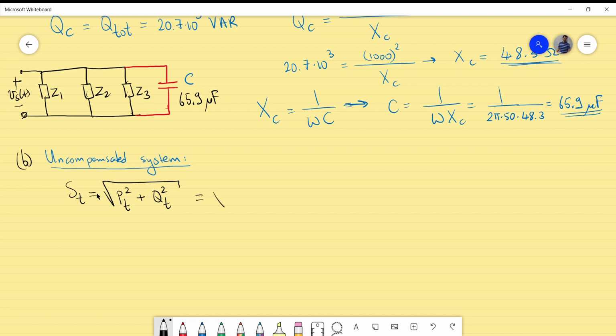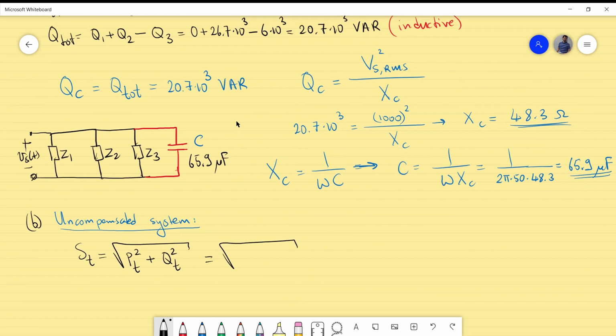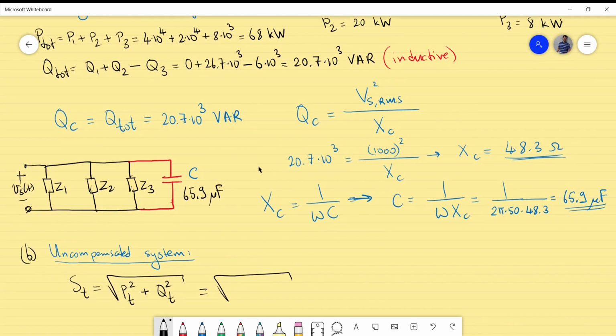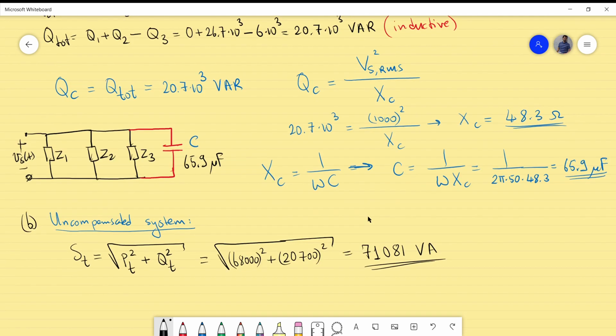The P total we have calculated here, which was 68,000. So if I substitute those values here, I will get 68,000 all squared, plus this value, that's the Q total, which will be 20,700 all squared, and I will have an apparent power of 71,081 volt amperes. This is actually for situation 1, for the situation without the compensation.